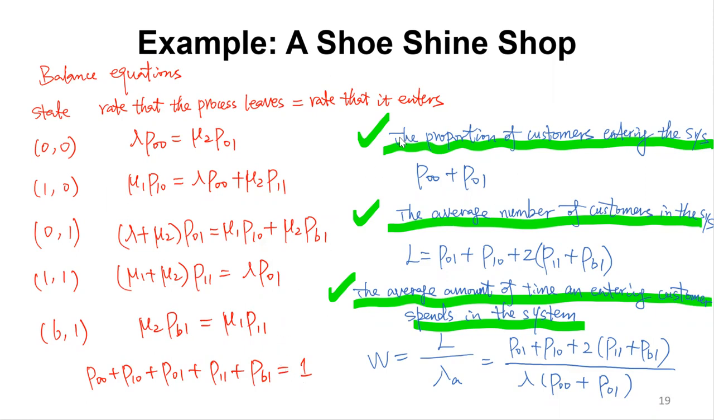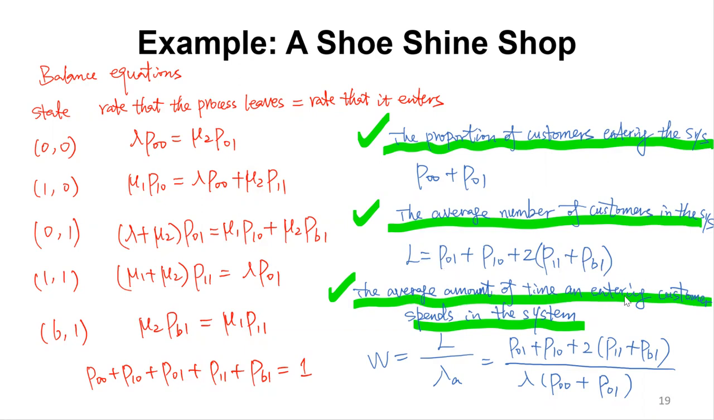Now, we were asked 3 questions. We need to solve this set of equations. If we know lambda, mu1, and mu2, we will be able to solve this set of balance equations. Now, for the proportion of customers entering the system: if the state is 00, it enters, and if it is 01, the first chair is empty, so it enters. The average number of customers in the system is L equals 1 times P01, plus 1 times P10, plus 2 P11, plus PB1. So this is the average number of customers.